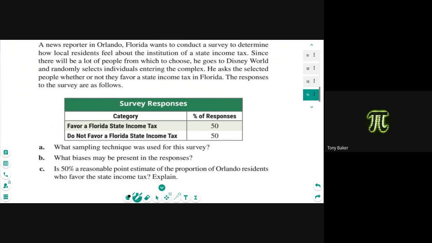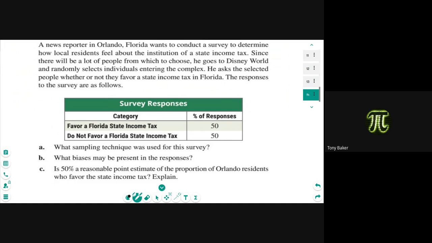If I asked everybody in here, do you favor a Florida state income tax? We already pay income tax, so why don't they? So you have to make sure your population matches your data. In this situation, he's got some results, but it was a convenience sample, so it's not good or bad. There are a lot of biases in situations like this.